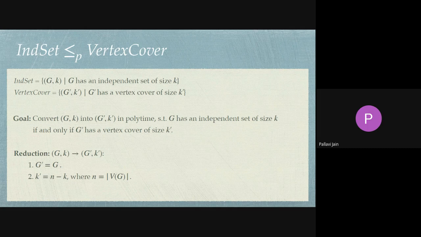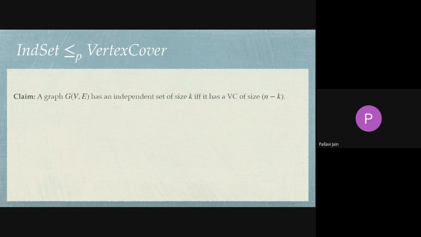The proof is very simple, actually. So this is the claim. Let's see the forward direction. Suppose G has an independent set S of size K. Then I claim that V minus S, that is, the set V and you take out all the elements of S from it, will be a vertex cover.